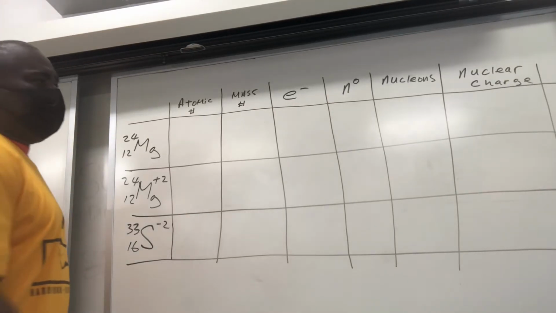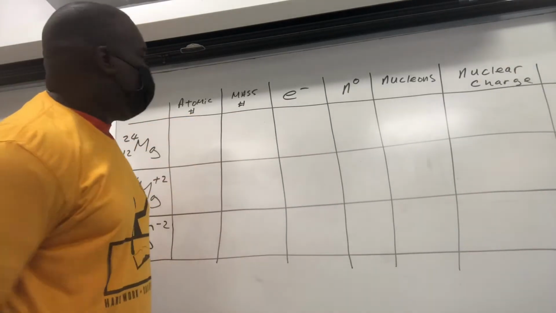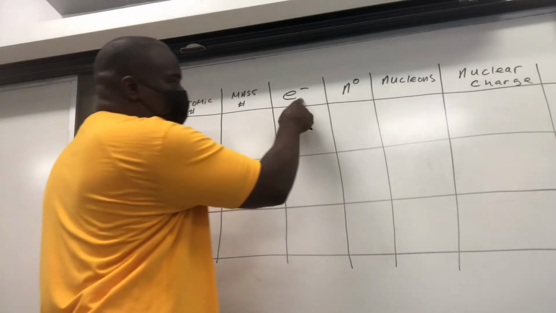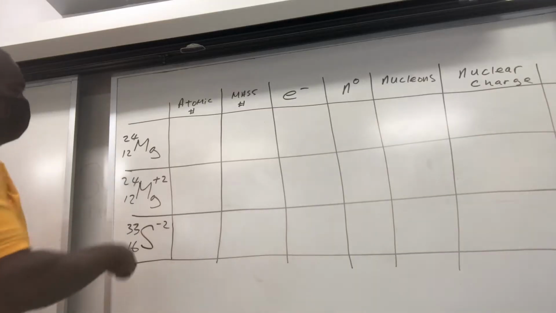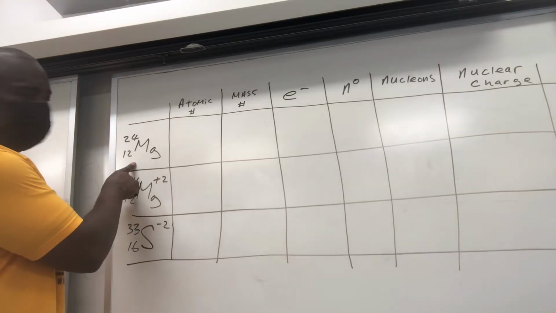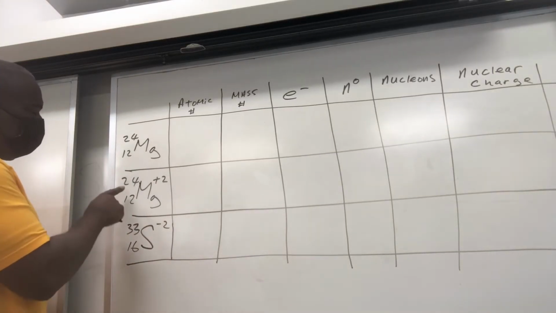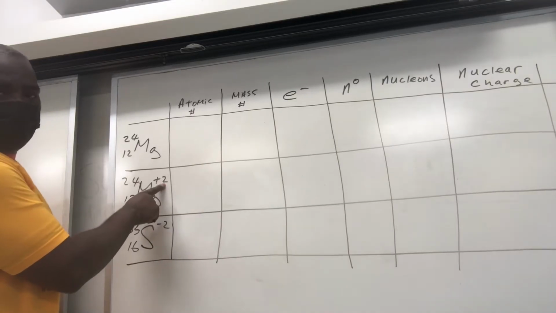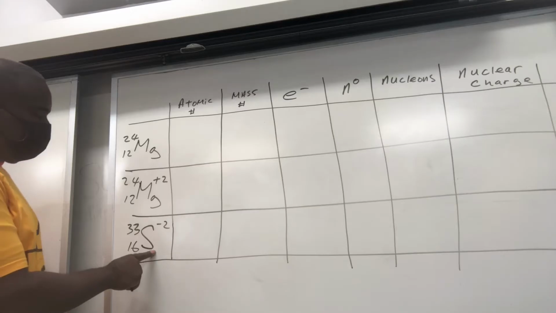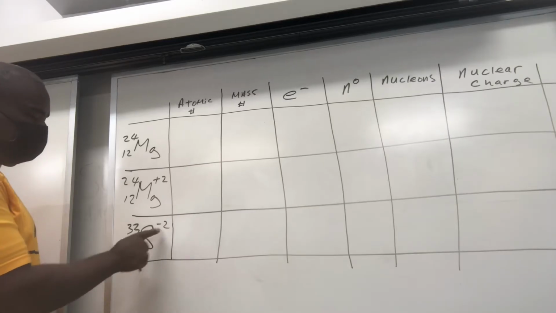Now I have a number of items at the top right here. You've got atomic number, mass number, electrons, neutrons, nucleons, nuclear charge. And I have three guys on the side right here. I have magnesium 24, 12. I have magnesium 24, 12 again, but it has a +2 right there. And I have sulfur, S, 33, 16, minus 2.